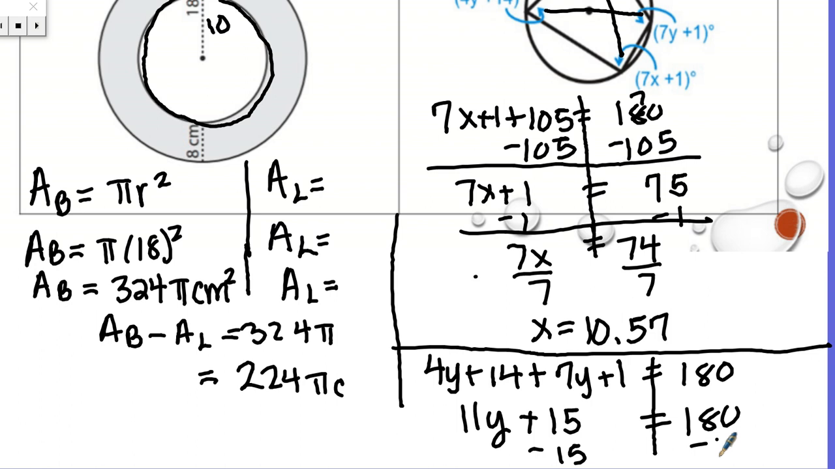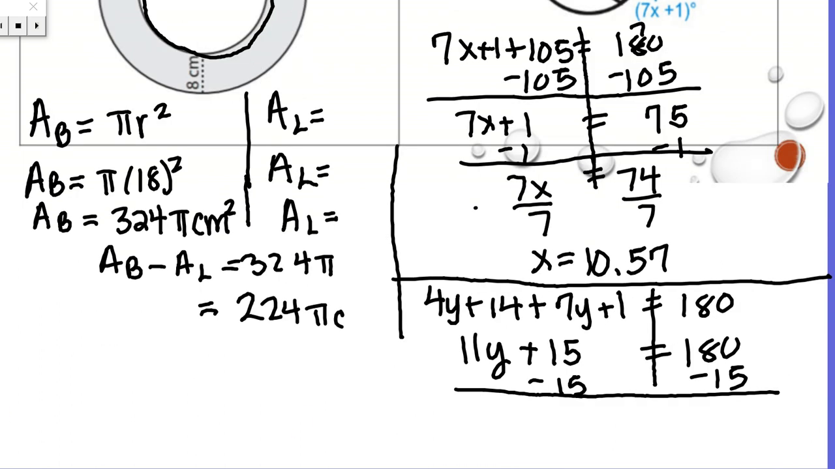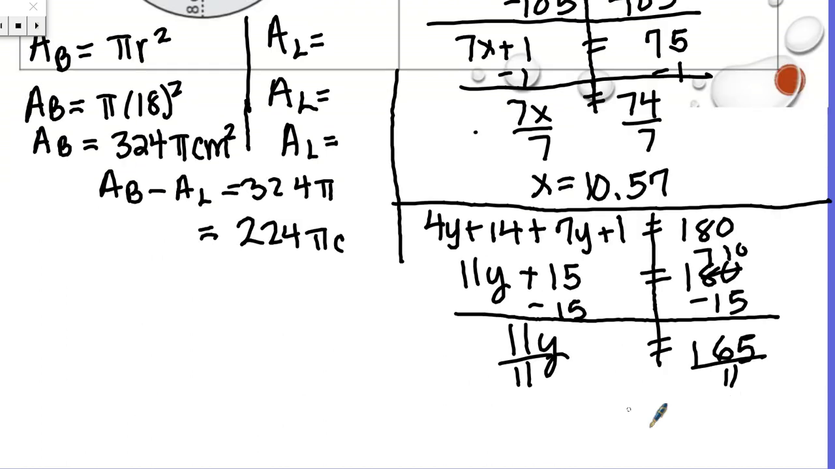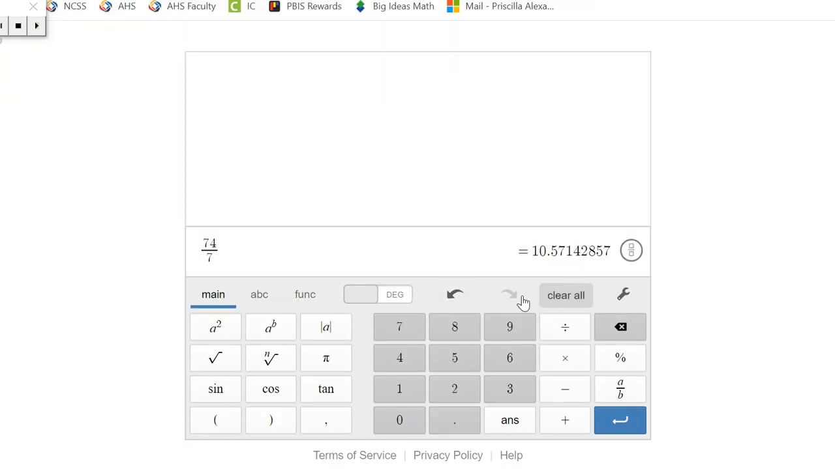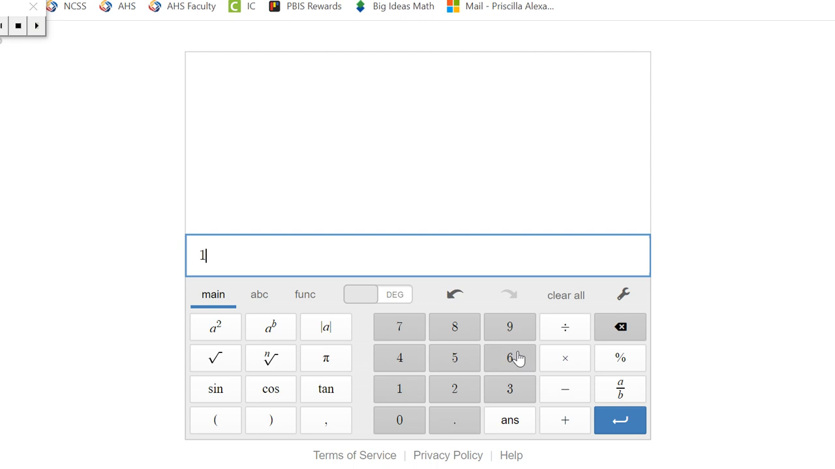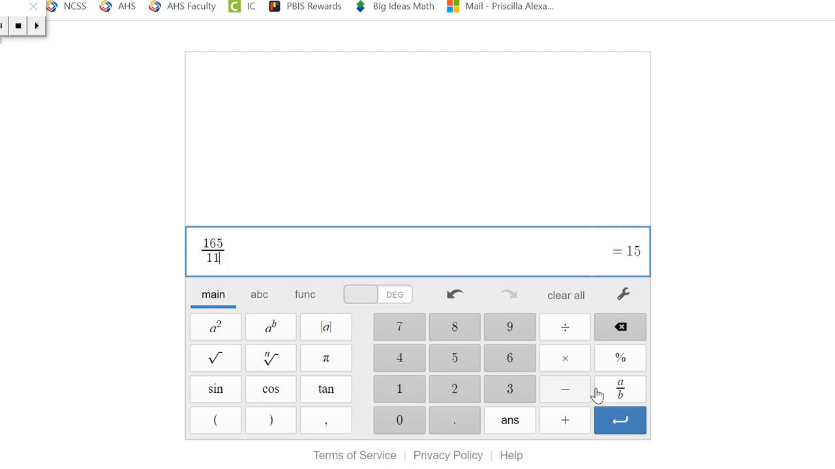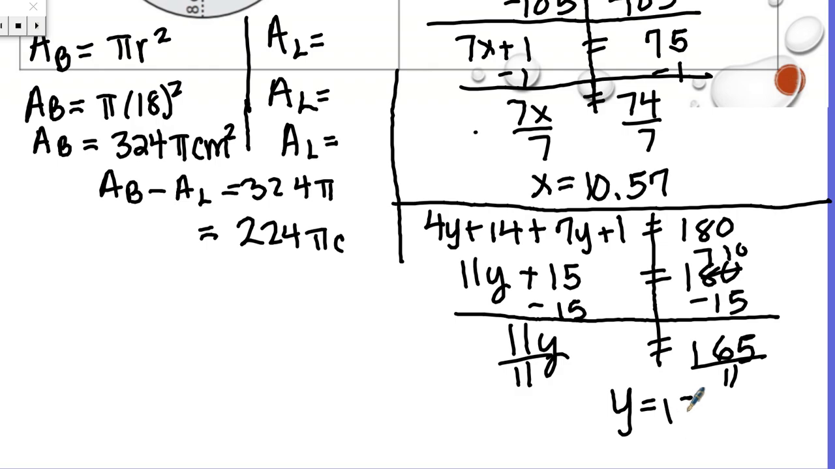Subtract 15, subtract 15. So I get 11y equals 165. 165 over 11, and then y should be equal to 15. So y is equal to 15.